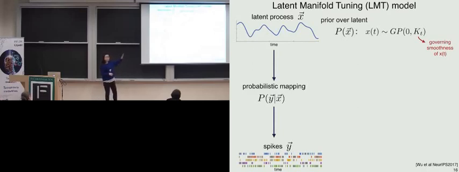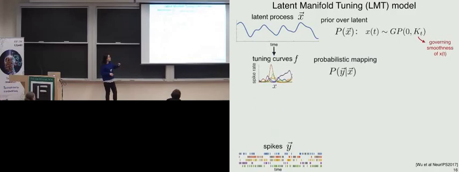Okay, now the probabilistic mapping. To achieve the probabilistic mapping, we assume that spike rates are generated from nonlinear tuning curves F.